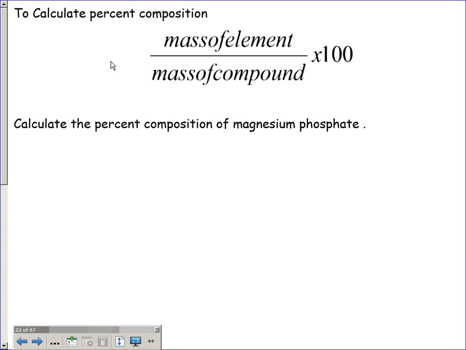So, Kareem, magnesium phosphate. Ready when you are. Give me at least the first part. Thanks, Kareem. All right, Josh, you want to pick up the phosphate?